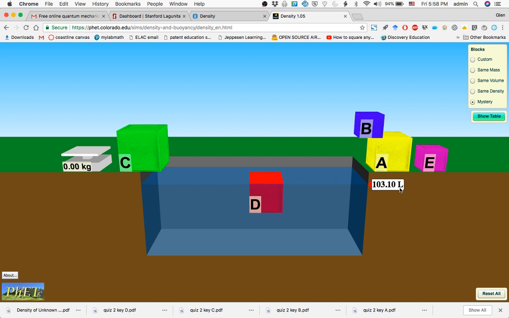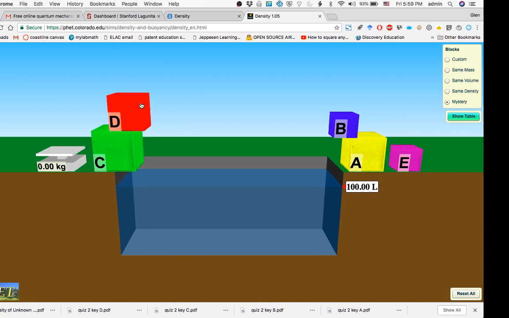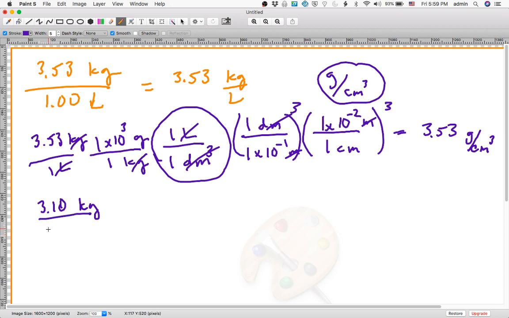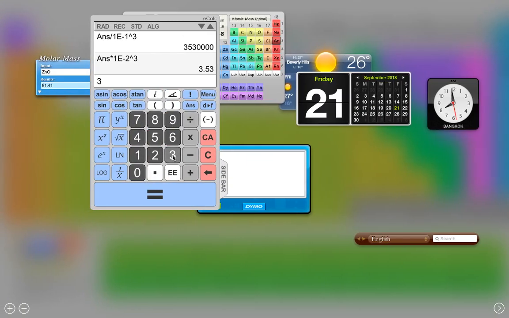103.10 liters. Now I cannot use 3.10 liters as the volume of this block, because 3.10 liters is not the volume of this block. It is the volume of the part of this block which is underwater. I need to use the whole volume, which means I need to put the whole thing underwater, like this. So it should be 3.38. 103.38 minus 100.00 is 3.38. So I'll divide this by 3.38 liters, and I will get the density 3.1 over 3.38.